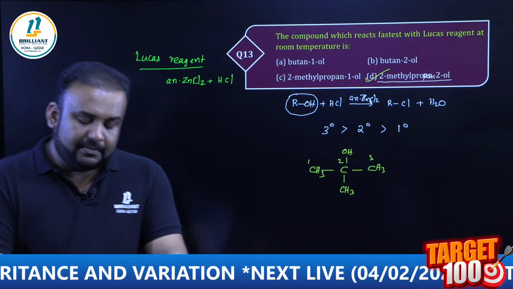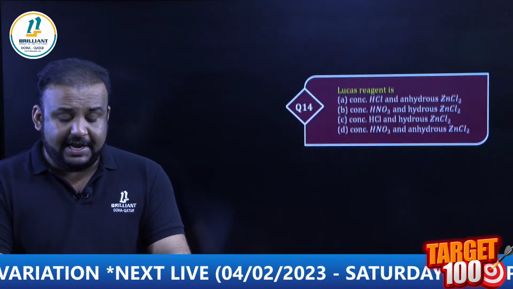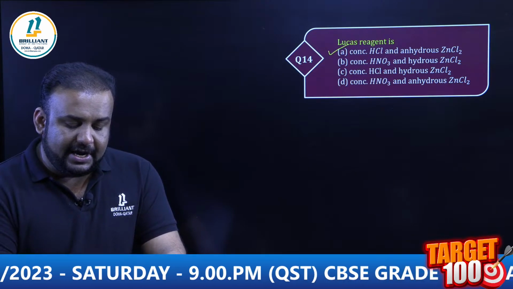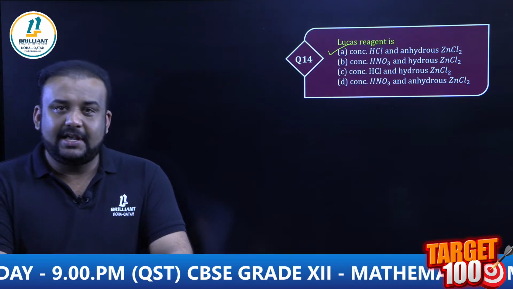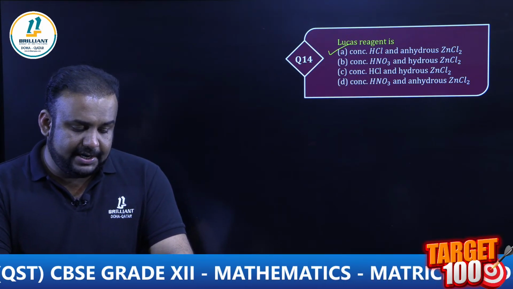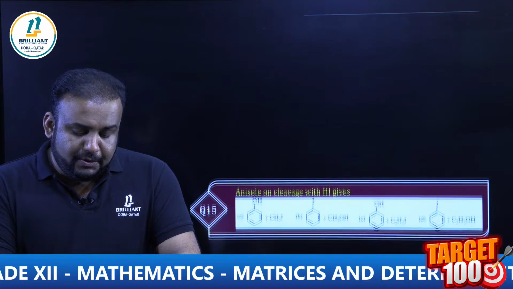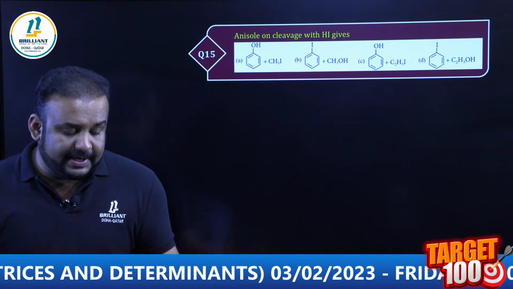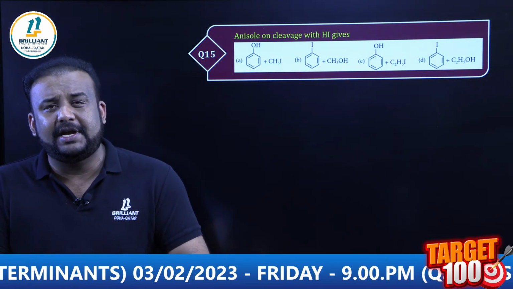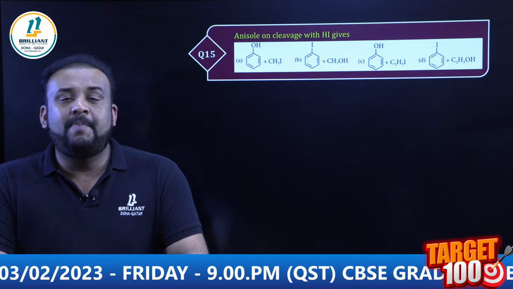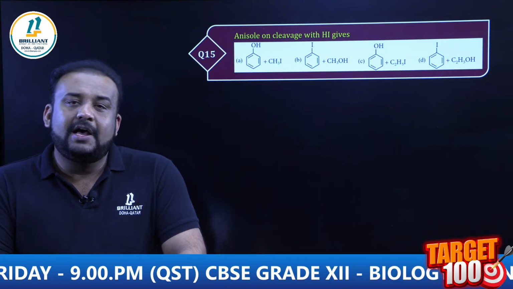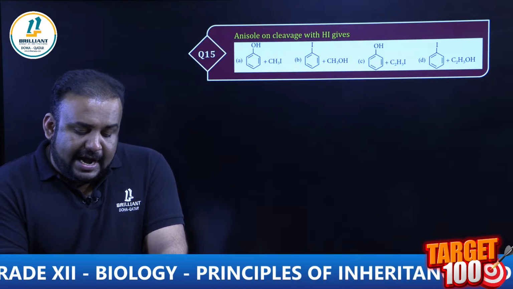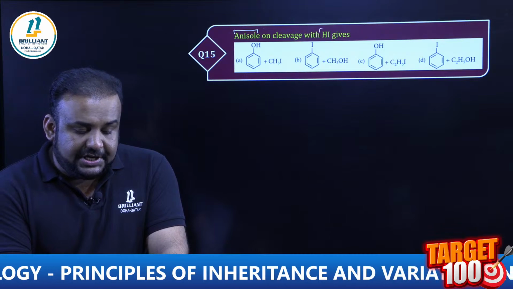Right. Now let's go to the next question, which is very easy. Lucas reagent, we already discussed that, it is concentrated HCl and anhydrous zinc chloride. Okay, let's move on to the next question. This is another area where you are going to get a question for sure: the breakage of ethers with the help of hydrogen iodide or hydrogen halides. So the question is, anisole on cleavage with HI gives.